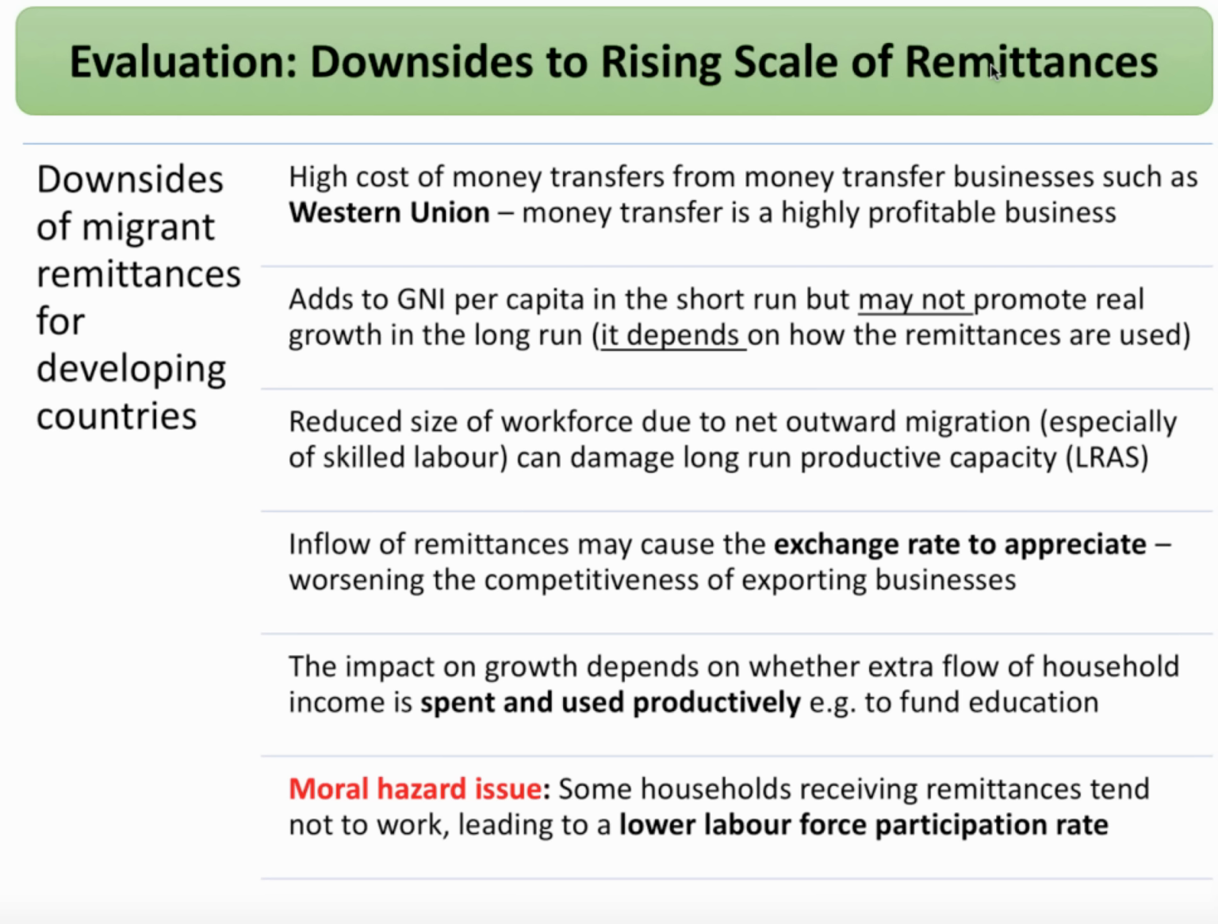Final point here is that there's a kind of moral hazard issue. There are some economists, I won't name them, who think that actually there's a disincentive effect, that households who are receiving quite hefty remittance checks every month may choose not to look actively for work. The participation rate may actually fall. That's a valid point to make as an evaluation argument, but I'm not sure what the evidence is for it. So I'm not sure quite how much significance to attach to that point.